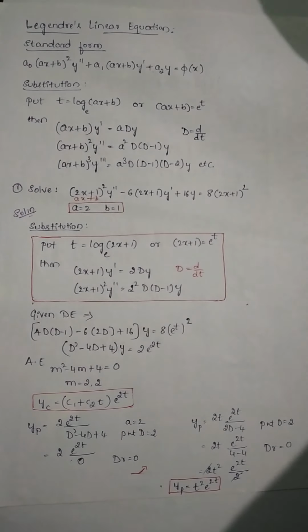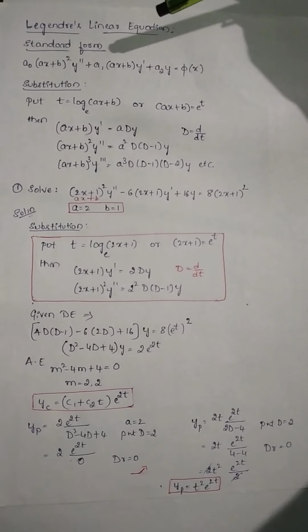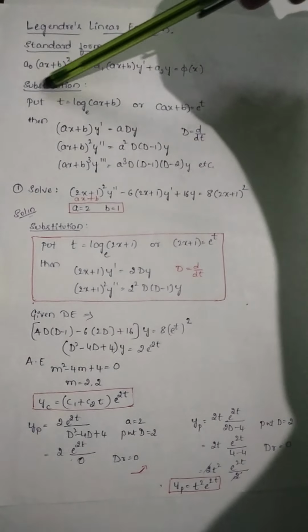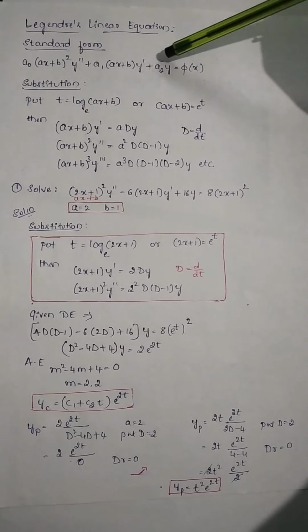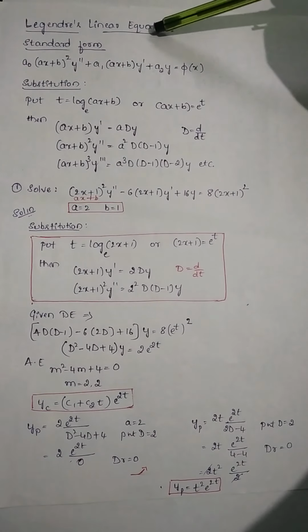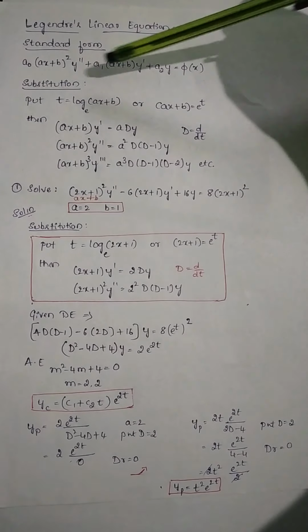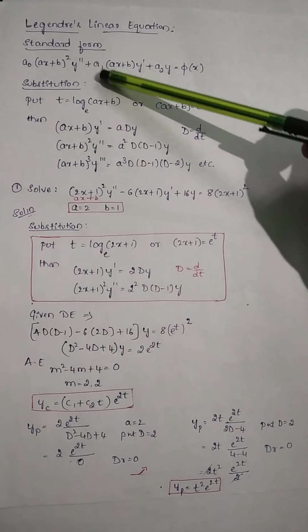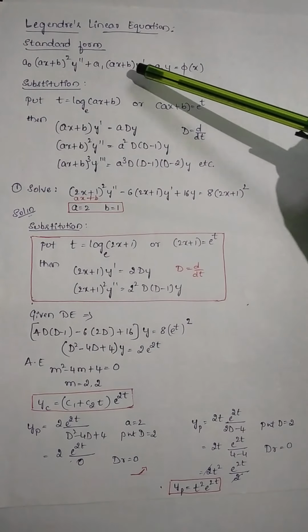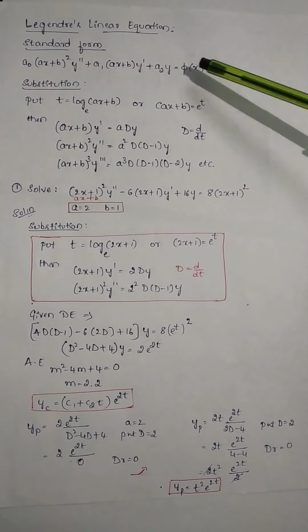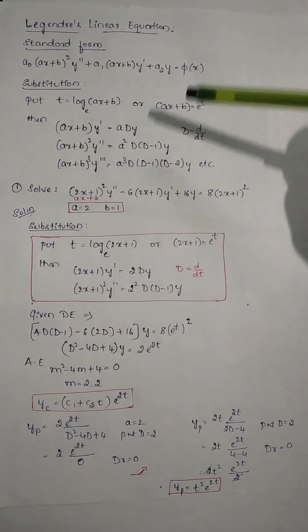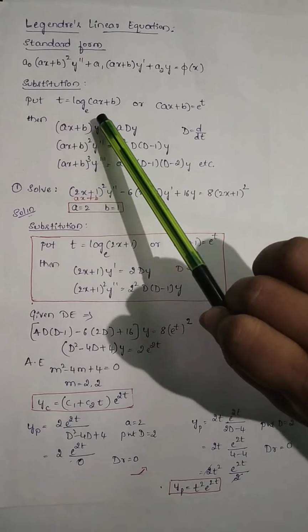In this class, we will see Legendre's linear equation. It is a differential equation in some specific form with variable coefficients. The standard form of Legendre's linear equation of second order is given by a0 (ax + b)² y'' + a1 (ax + b) y' + a2 y = φ(x).